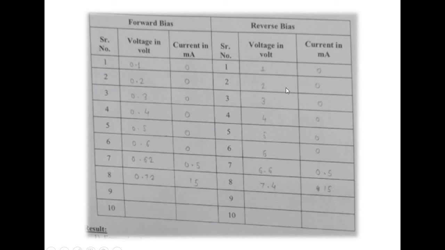Next to that, in reverse biasing, you have to apply the voltage with the help of the voltage related knob, the set volt knob, and due to application of voltage, whatever is the current, you have to note down.